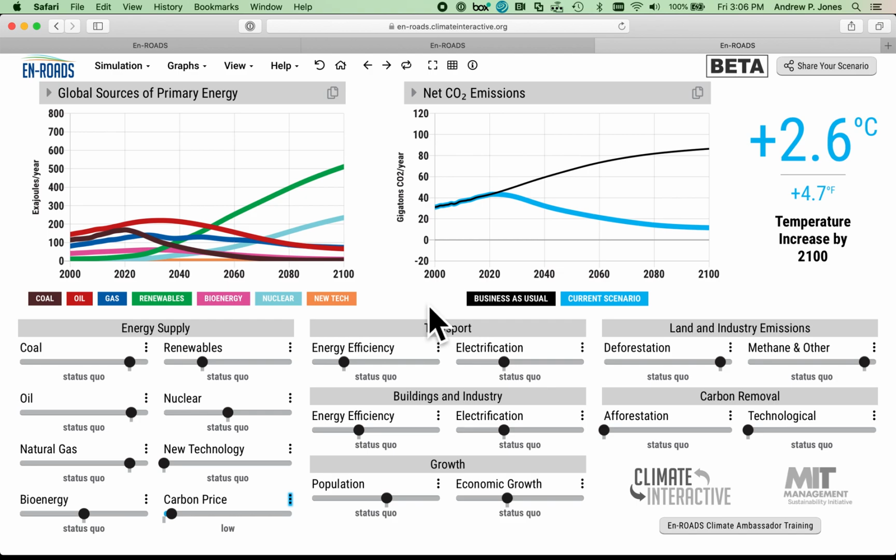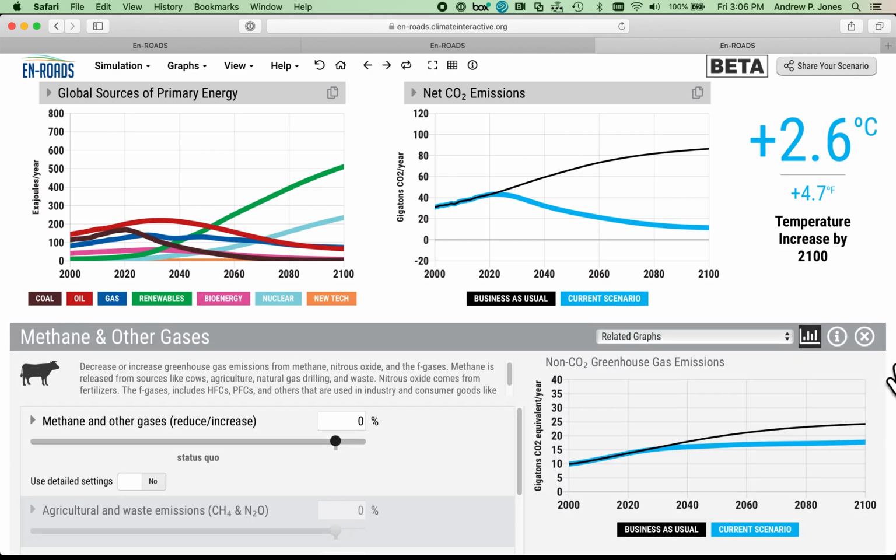So let's see if that's what's going on, because when we change the emissions related to energy, and one note, we actually got more than that out of the carbon price. I just want to note, if you look under here, this is emissions of non-CO2 greenhouse gas emissions, including methane. The black line is the business as usual. The blue line is this new run.